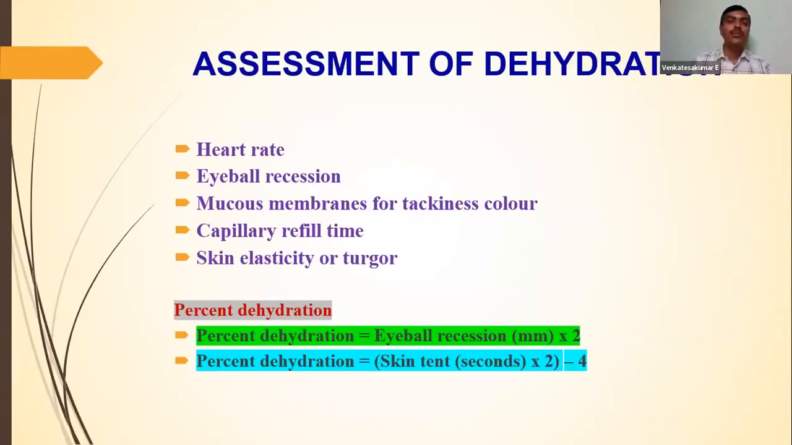The percent of dehydration based on eyeball recession: suppose you are measuring the distance between the eyelid and the globe, the eyeball recession. It is measured in mm and should be multiplied by 2. For example, if a 4 mm gap between the eyeball and the eyelids is there, 4 into 2, 8%. So simply we can assess the dehydration percentage. Accordingly, you can select the quantity and type of fluids.